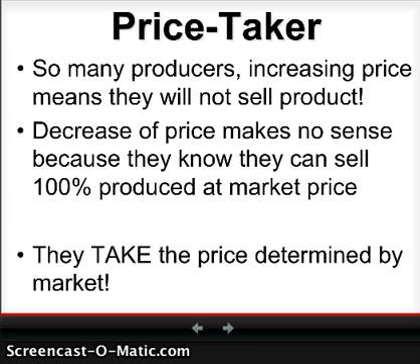If Bob could grow 1,000 bushels of corn maximum, he knows he could sell all 1,000 bushels at the market price. So to lower his price below that market price makes absolutely no sense whatsoever. Therefore, perfectly competitive firms are price takers. They must take the price dictated by the market.